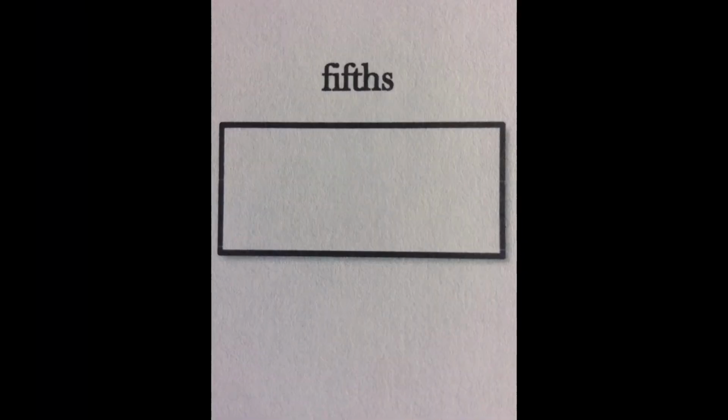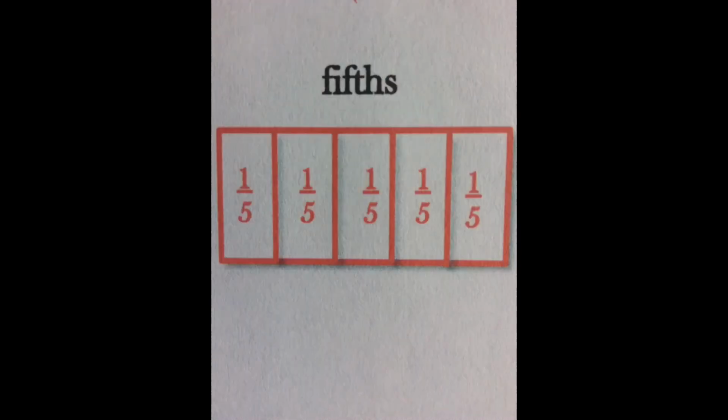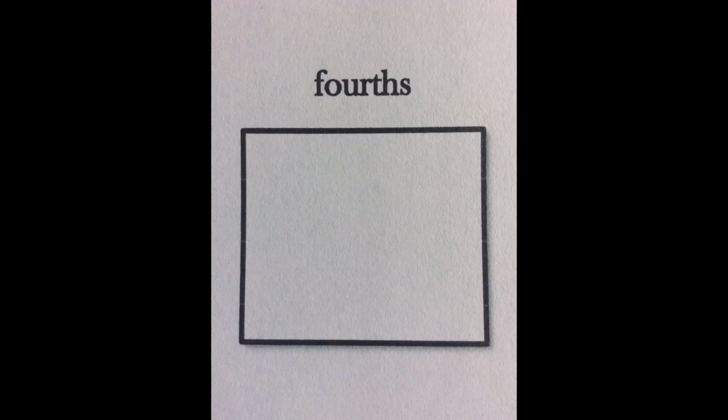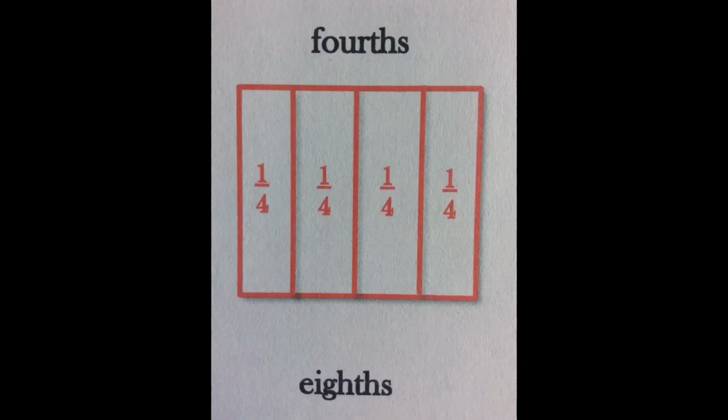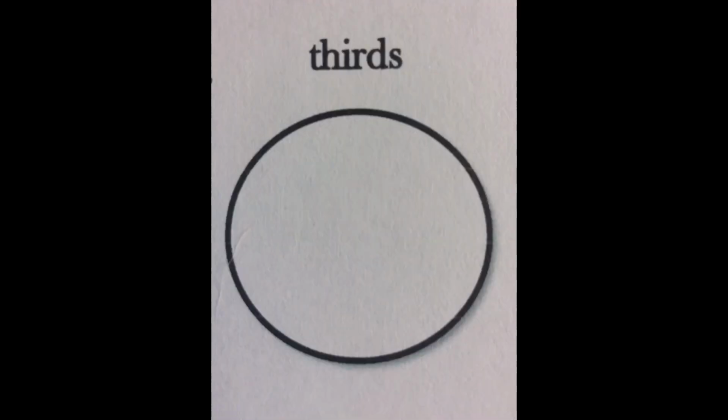Okay, let's practice. Stop the video, draw the shape that's on the screen, partition it, and write the fraction units. You should have taken your rectangle, divided it into 5 parts, and in each part written 1/5. Pause the video, draw the rectangle, and partition the shape into fourths. You should have divided it into 4 parts and written 1/4 in each part.